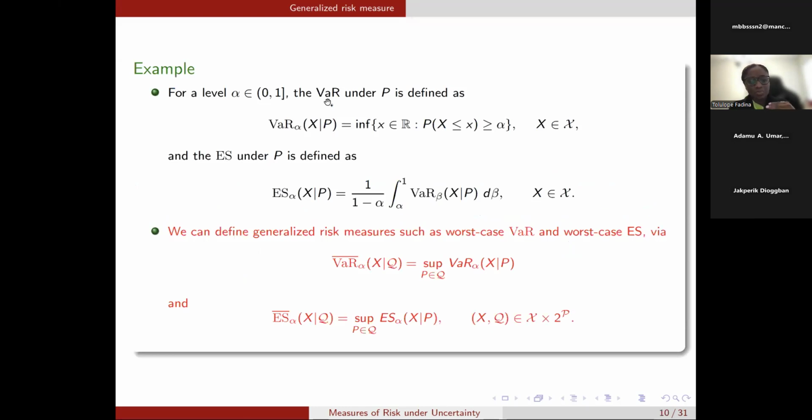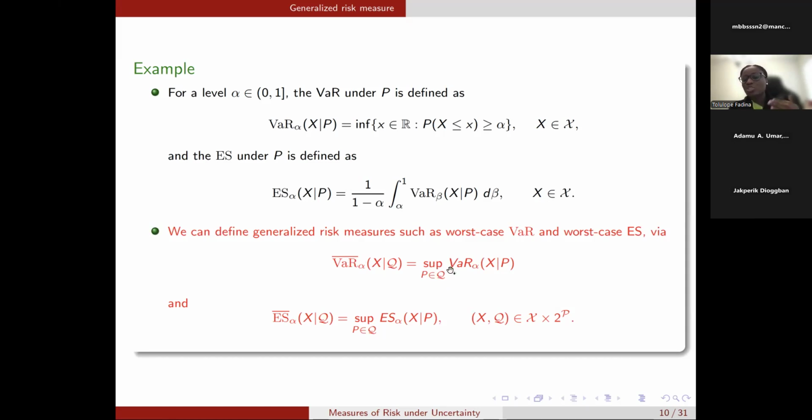And then, what are examples of generalized risk measure? This is a classical risk measure, for example, this is value at risk. This is the classical one. This is expected shortfall, the classical one. But now, under the generalized risk measure, this is going to be the representation for the value at risk.